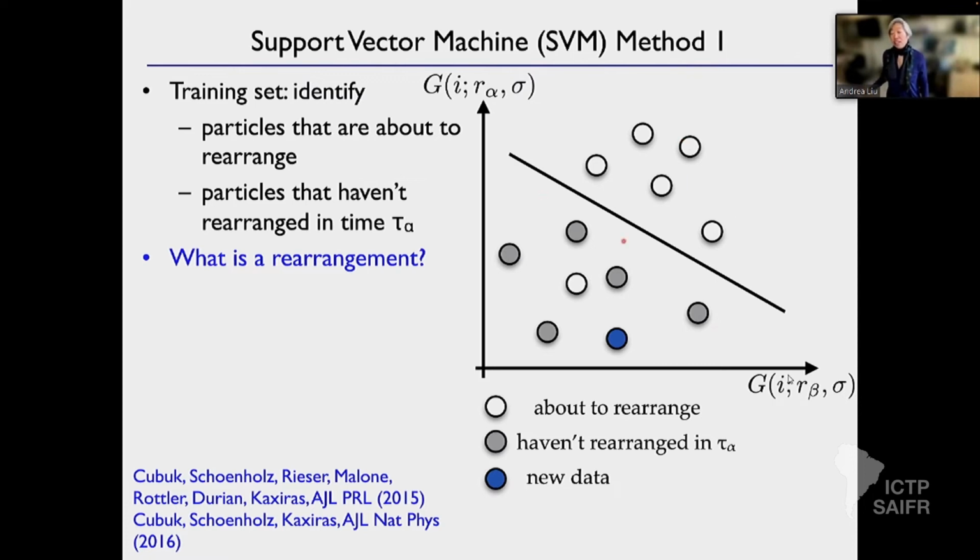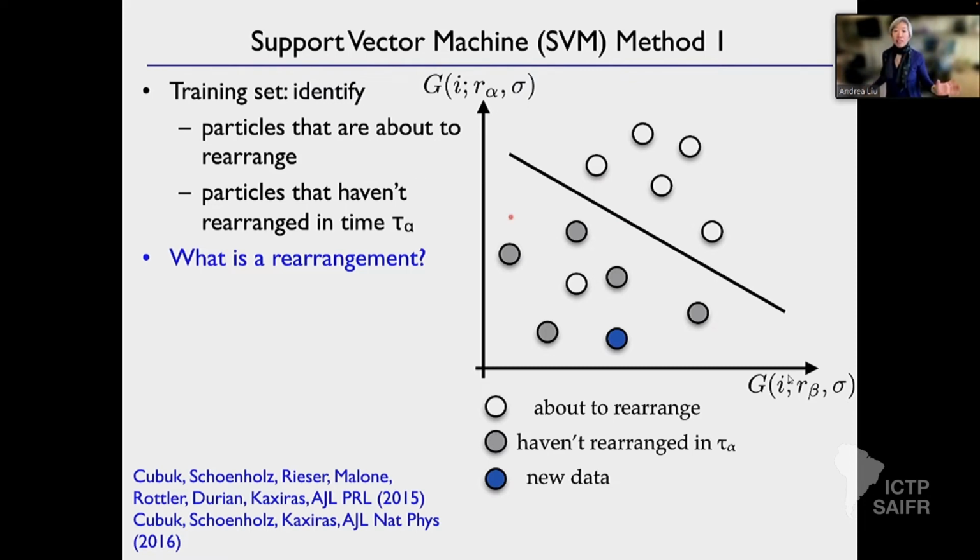Okay? And then you say, can I draw a hyperplane in this high dimensional space that best separates white from gray? So if I have an m-dimensional space, I want an m-1 dimensional plane that best separates white from gray.